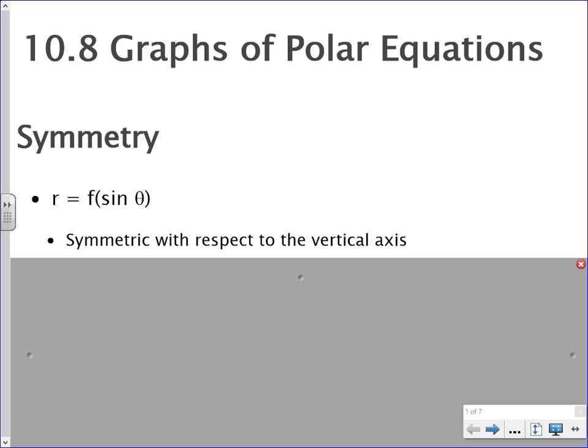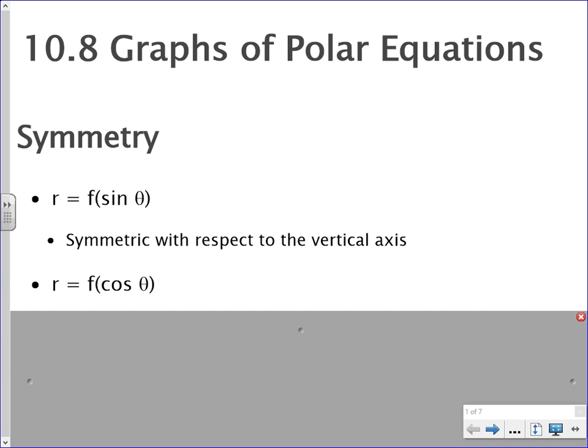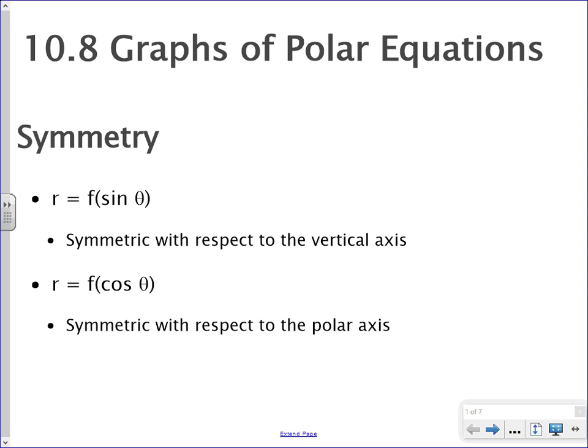So if a function in polar mode with a sine theta is symmetric about the vertical axis, what happens if we have a polar function with a cosine? Pod 4. We have symmetry with respect to the horizontal axis. And remember, the horizontal axis is also called the polar axis. So if you write horizontal, that means the same thing. That is fine.